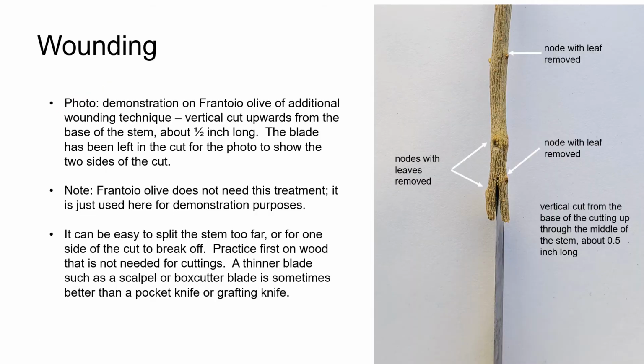Another technique is to split the stem base by making a vertical cut upwards through the base of the stem, about 1/2 inch to 2 inches long, depending on the species and the size of the cutting. A very slim blade, such as a scalpel or a box cutter, is often better than the thicker blade of a pocket knife or a grafting knife, because they can sometimes cause the stem to split.